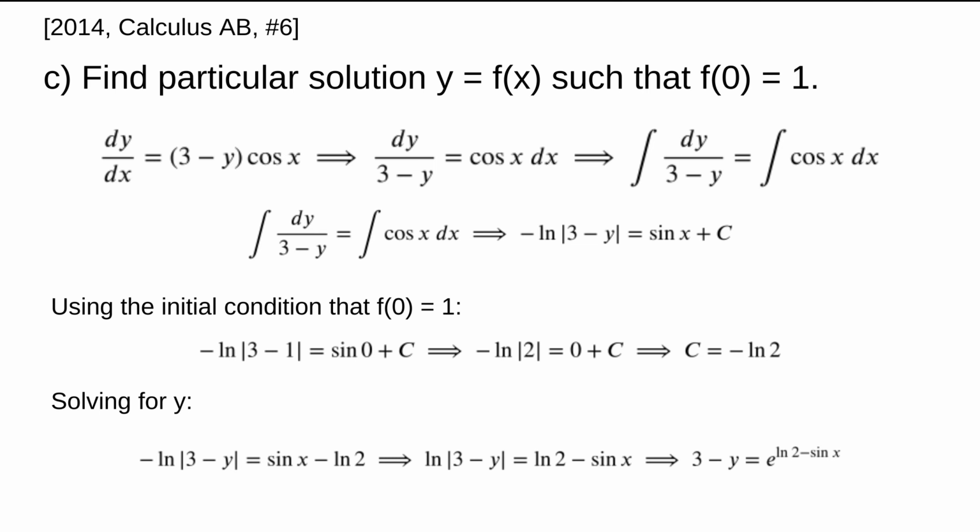Now at this point, we still do need to solve for y, so at the very least you'd have to add y to both sides and subtract e to the natural log of 2 minus sine x. But you might also want to clean up the natural log of 2 minus sine x. E to the natural log 2 is 2. So you could write this as y equals 3 minus 2 times e to the minus sine x, although that last expression might not be necessary. You could leave it as natural log 2 minus sine x in the exponent, but you would still have to solve for y.